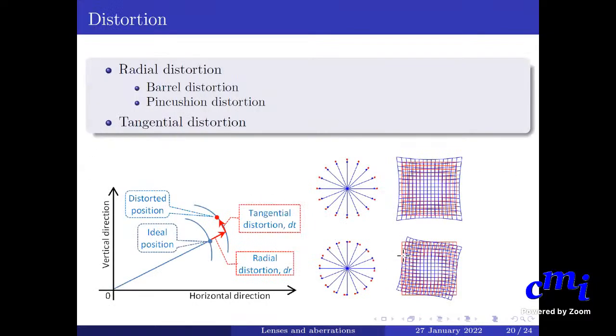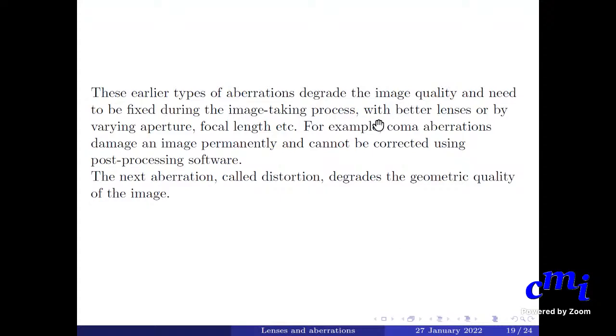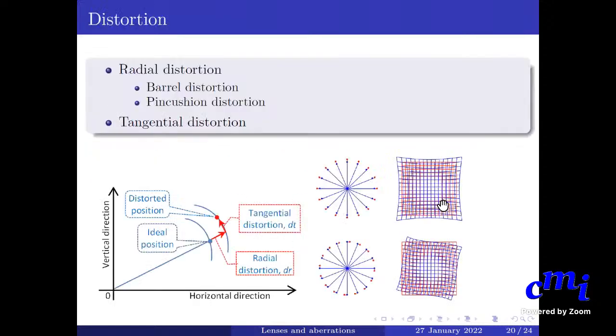And finally, there is a note here that the earlier types of aberration degrade the image quality, and they have to be fixed during the image taking process with better lenses or by varying the focal length, distance, aperture, etc. Coma aberrations in particular will damage the image permanently, and they cannot be corrected using post-processing software. And the final aberration that we are looking at, called distortion, degrades only the geometric quality of the image, and distortions can actually be corrected using post-processing transformations.